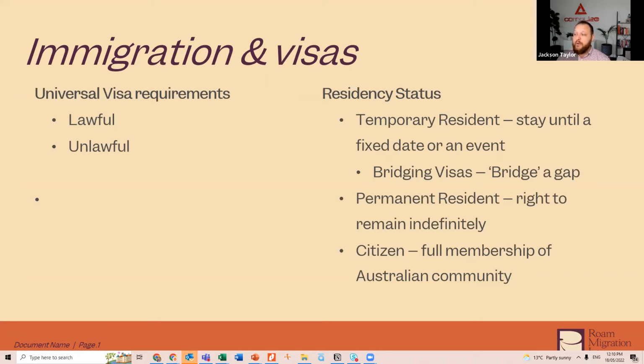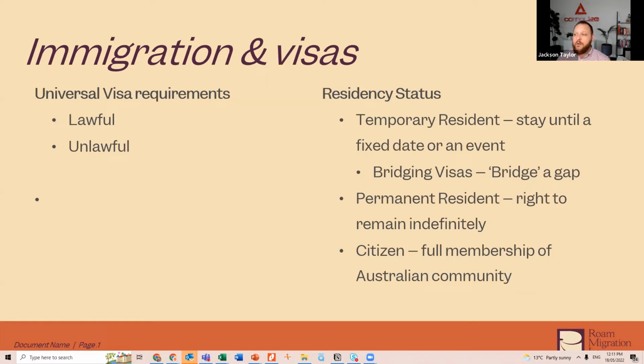Or it's fixed to an event. So some temporary visas, such as the 494, which we'll speak about later, is a long-term work visa, and it will stay in place until 5 years, or you obtain the permanent 191 visa, which is related. So visas aren't necessarily only about fixed dates. Sometimes they are connected to an event. We also have bridging visas.